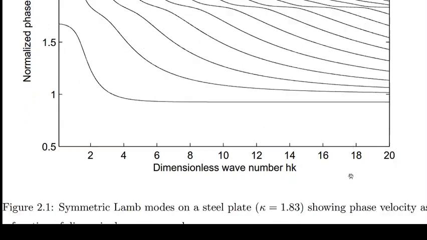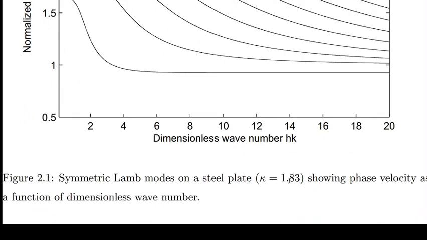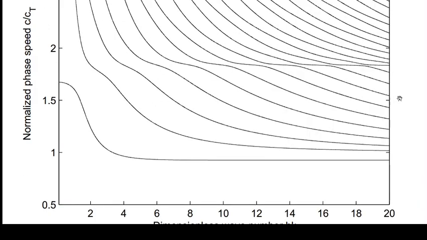Now, what is the value of kappa? The value of kappa is 1.83. You can see that this value is approximately 1.83. This is 1.5 and this is 2. So 1.83 would be somewhere here. When your C approaches this value, you will have a plateau region. So this is the plateau region.